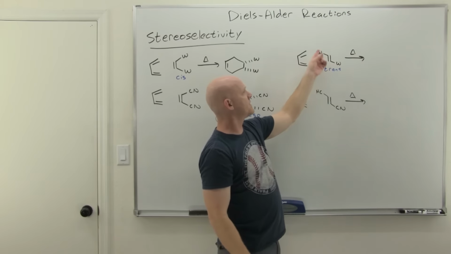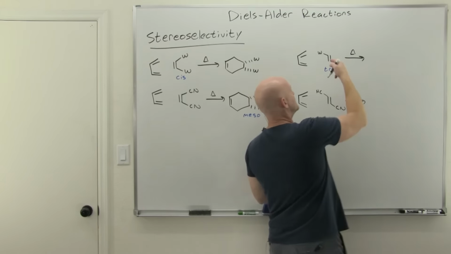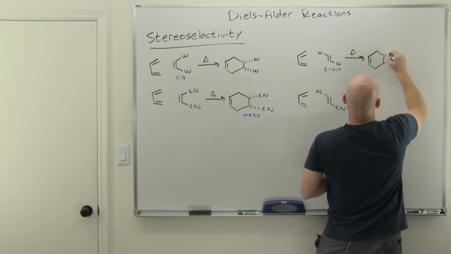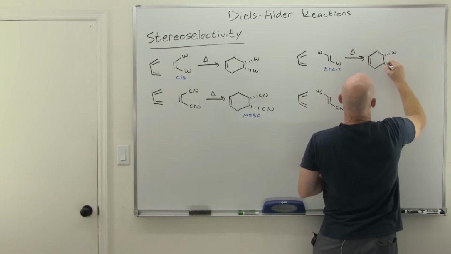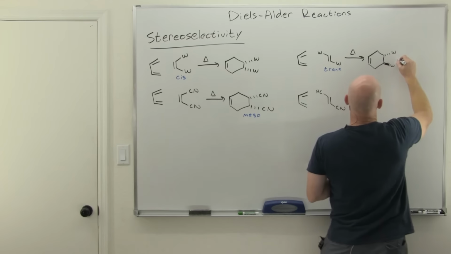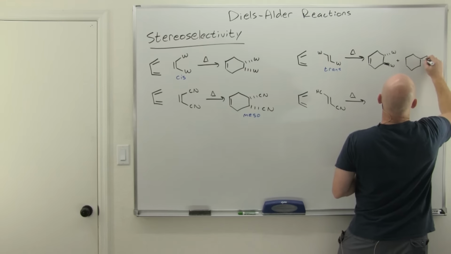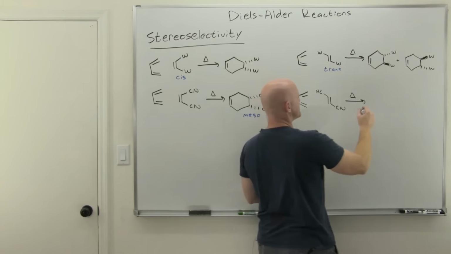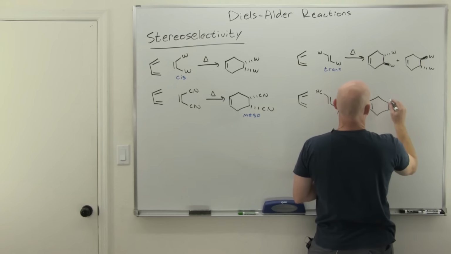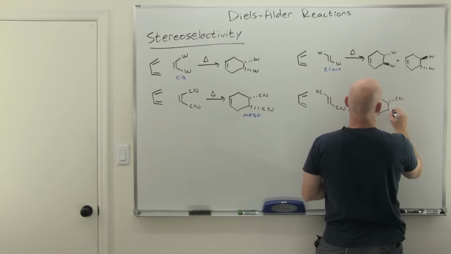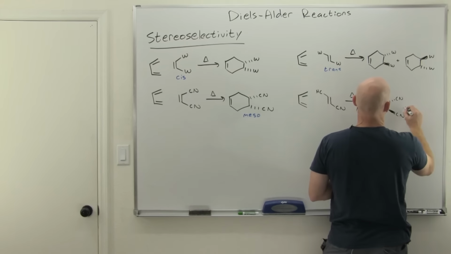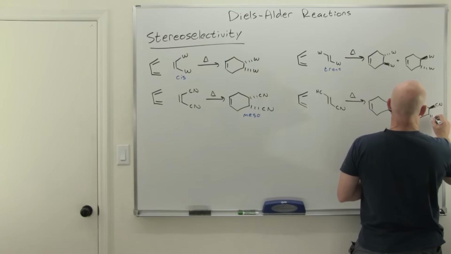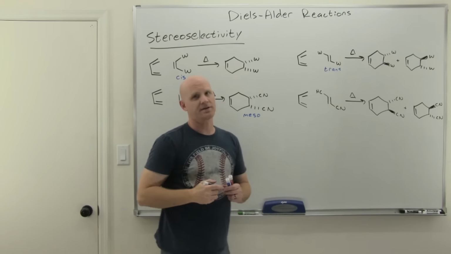Now, contrast that with having the two withdrawing groups on the dienophile being trans to each other. If they're trans here, then they're going to be trans on the product. In this case, even if they're identical, that's not a meso compound, and you'll get both enantiomers. So if we do this specifically with these cyano groups here, there's your two products.